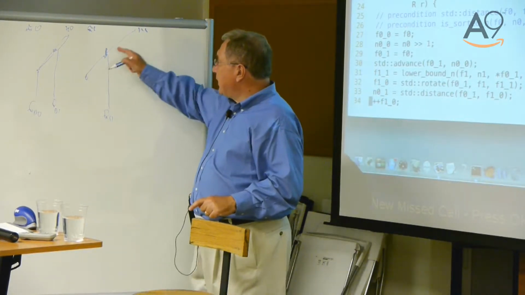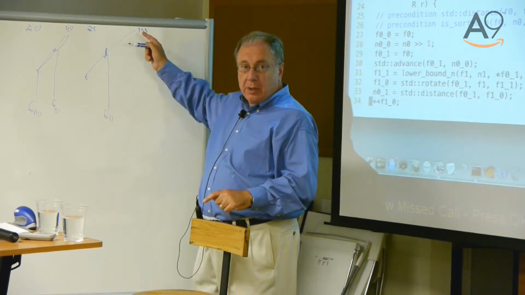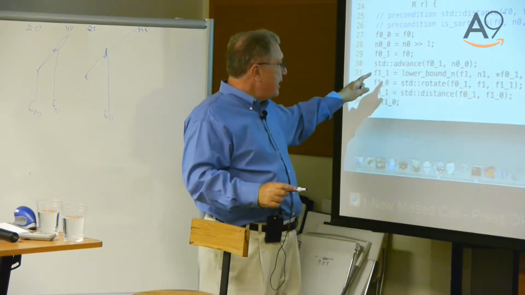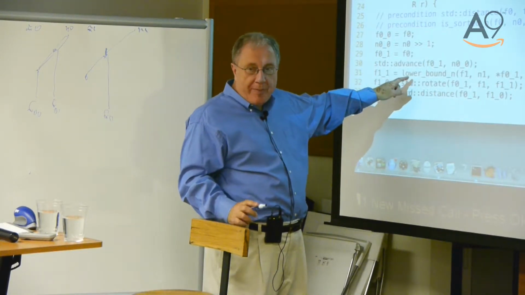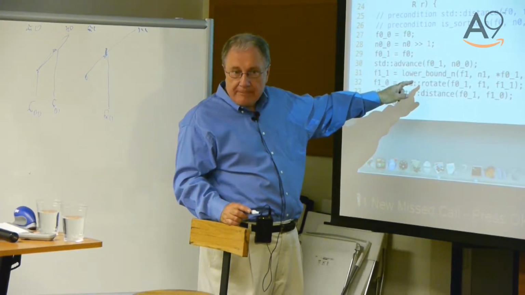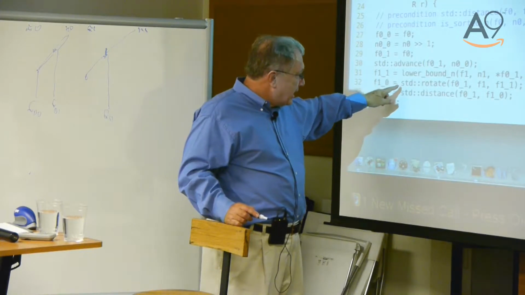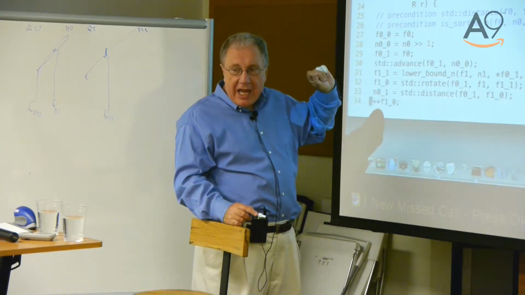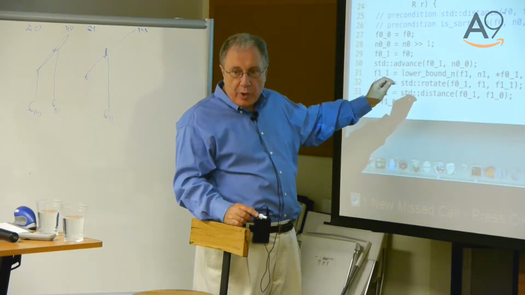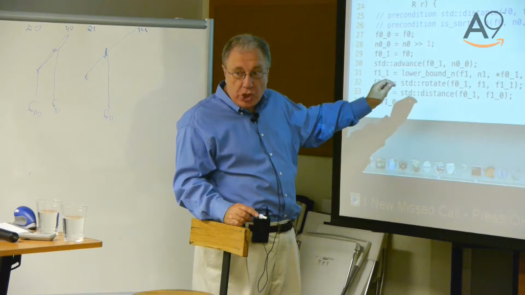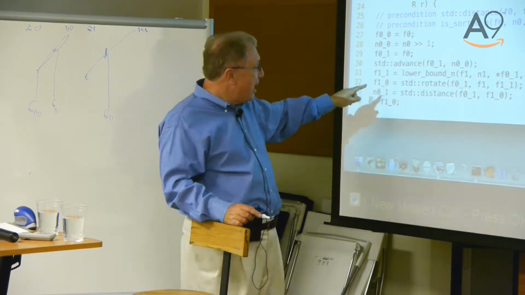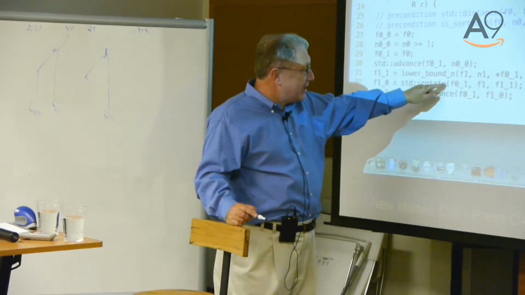Because this thing is not going to move. So I find F11 using lower bound to preserve them crossing. Everybody follows? Now, it comes to something, and here I have to tell you, it will not work with old compilers. It will work only with new compilers and the new STL of C++11. I'll explain why. Because we need to use std::rotate.